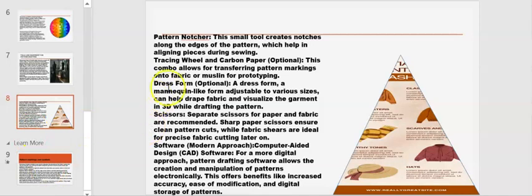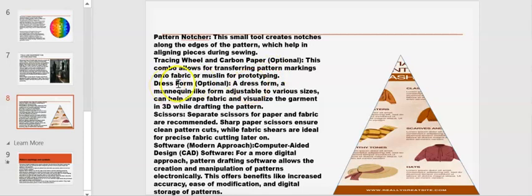Another one is a pattern notcher. This is a small tool to create notches along the edges of the pattern, which help in aligning pieces during sewing. Another is a tracing wheel and carbon paper. This combo allows for transferring pattern markings onto fabric or muslin for prototyping.